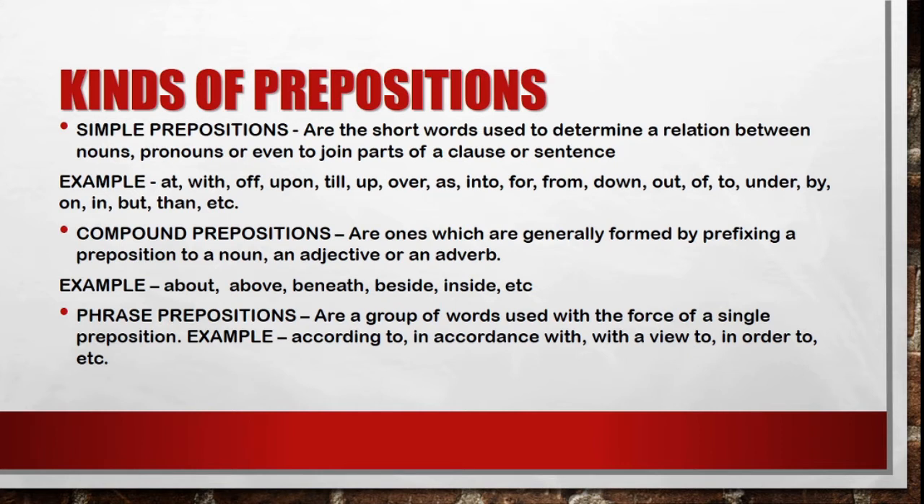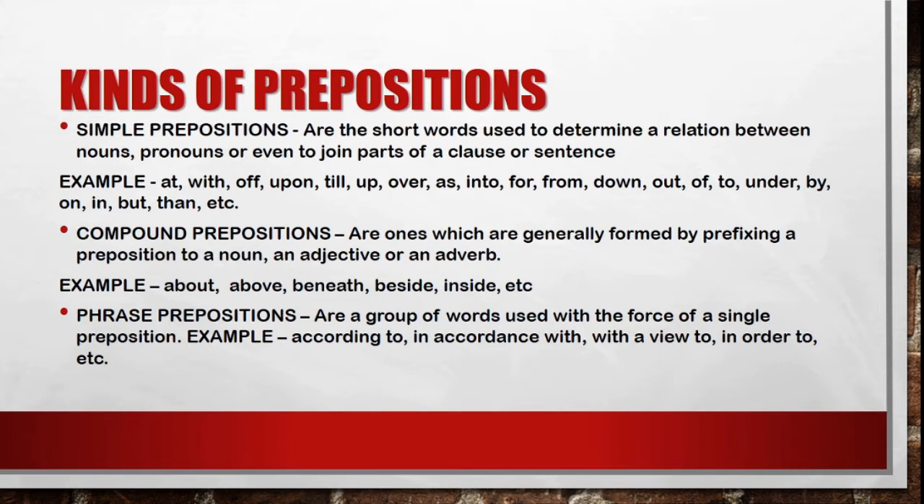So the first kind of preposition is a simple preposition. So, what is a simple preposition? They are the short words used to determine a relationship between nouns, pronouns, or even to join parts of a clause or sentence. Right? Like at, with, of, upon, till, up, over, and many more.